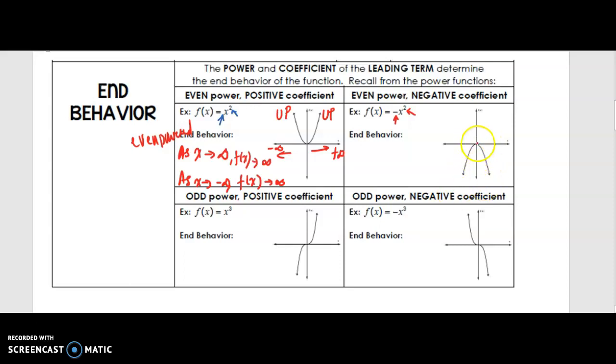Then the graph would be reflected over the x-axis, isn't it? So, which means that it is going down. Both ends are going down and down. So how would you write that?